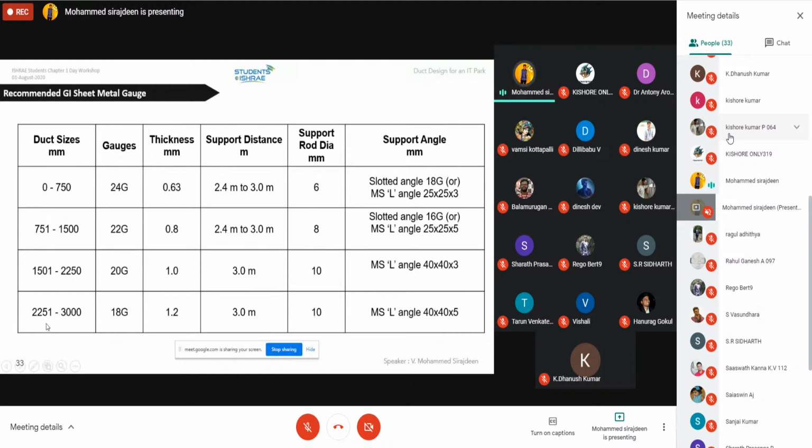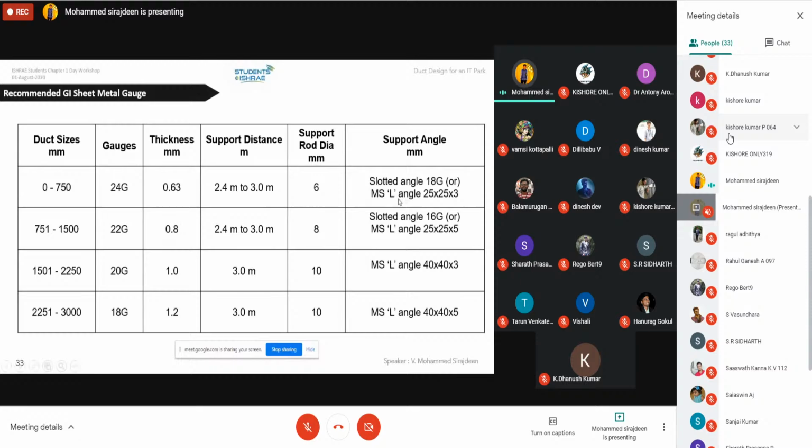For a higher size duct we cannot provide the same 6 mm because the load will not be accepted. So for huge sizes, we need to provide based on the design. The anchor fastener or rod cannot be connected directly to the duct. The duct is placed on the angle supports. The angle support may be an MS angle, L angle.